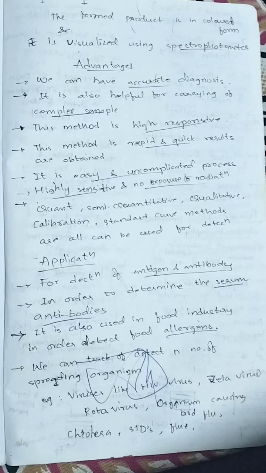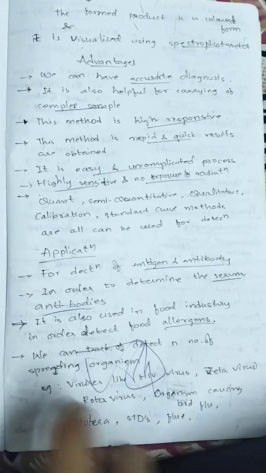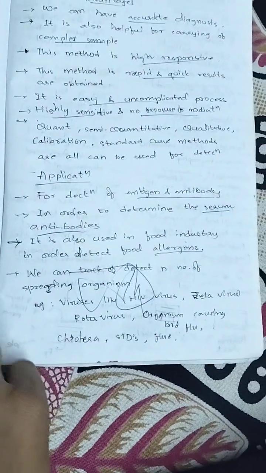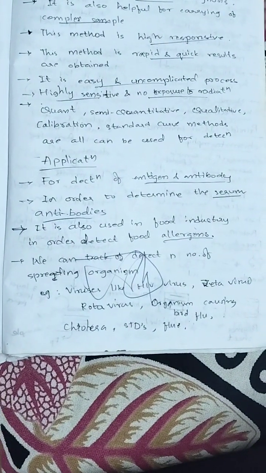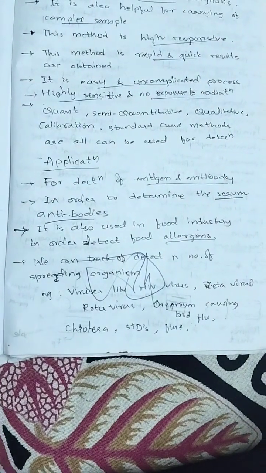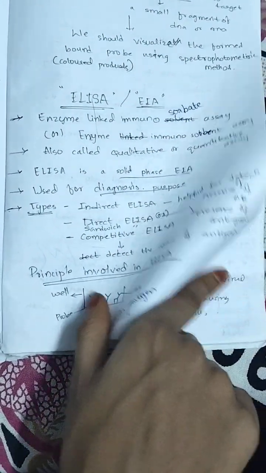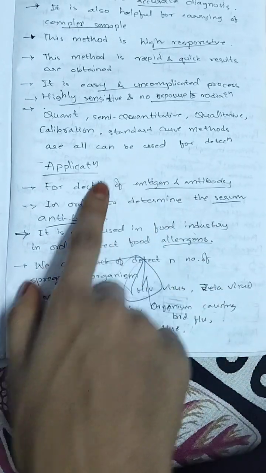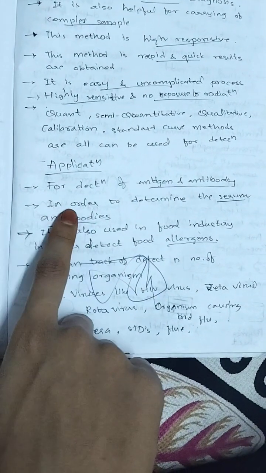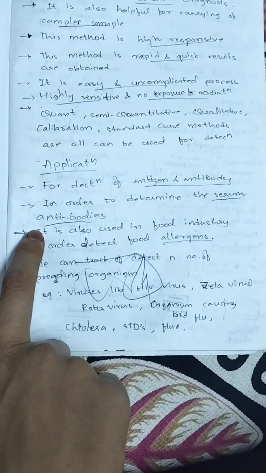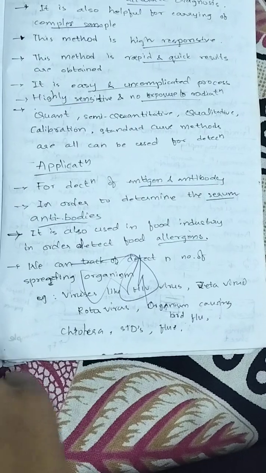And for the detection, quantitative, semi-quantitative, qualitative, calibration, and standard curve methods can be used. Now, after the advantages, we will study the applications. The applications of ELISA are, as we saw, that we can detect the presence of antigen and the concentration of antigens, and it is used for determination of serum antibodies. It is used in the food industry to detect allergens.